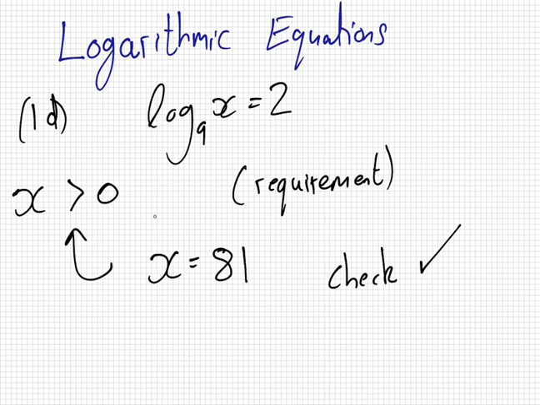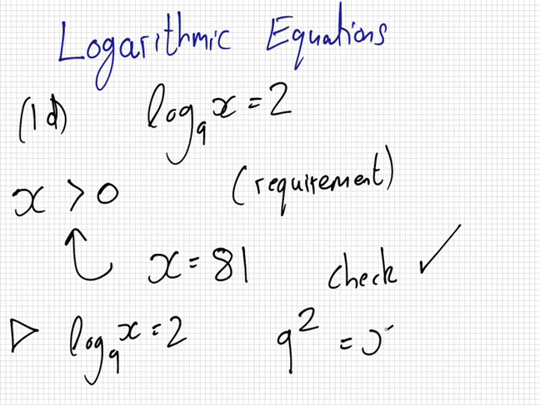If you're not sure how I got the 81, this is how I got it. Log 9 x equals 2. So it's like this. 9 to the power of 2 equals x. Because that's what this log means. It means 9 to the power of 2 will equal x. So 9 power 2 equals x. So x is 81.